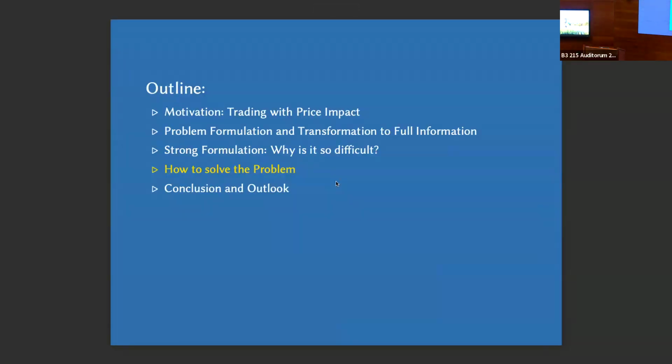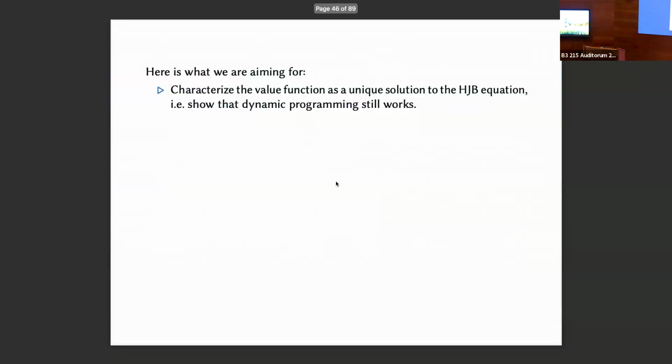Okay, so how do we do that? Let's check time. Looks good. Here's the program, the agenda.